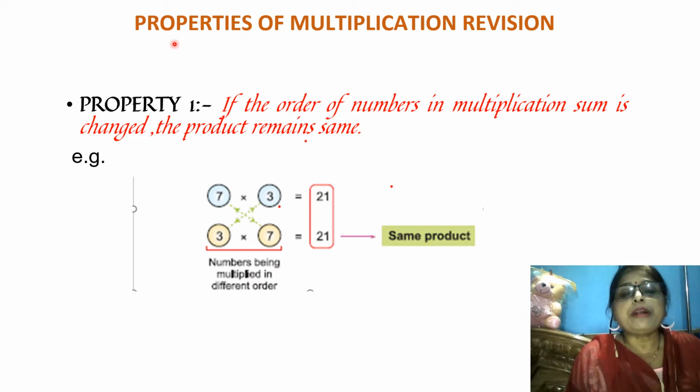Now, next, properties of multiplication. First property: if the order of numbers in a multiplication sum is changed, the product remains the same. In the example here we are saying 7 multiplied by 3, that is 21. If we change the order, if 3 is written here and 7 is written here, its order has been changed, but there is no change in the product. The same product is here. So this is the property.